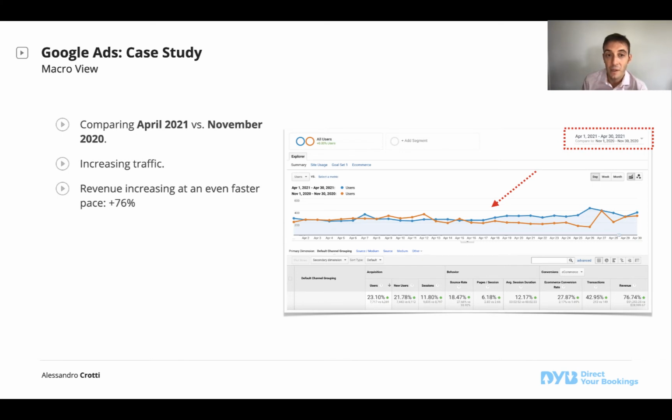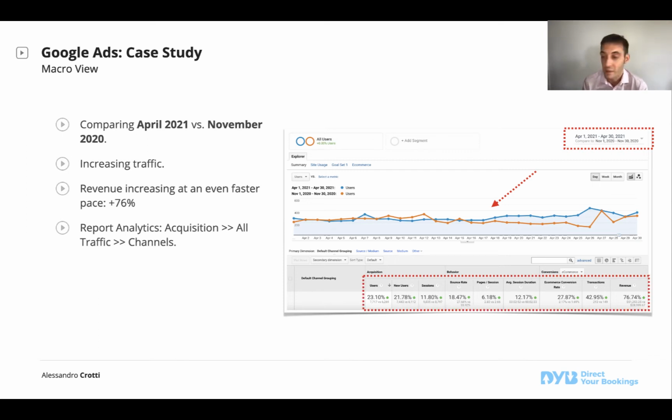But okay, this is what happens, and that 76%, logically speaking, makes sense. In April it is of course starting to rebound, whilst in November the situation was totally flat. But you can see this report is just a Google Analytics report, not even a Google Ads report. It is specifically the All Traffic Channels report. Under the Acquisition menu, you head into All Traffic and Channels, and you see this one.